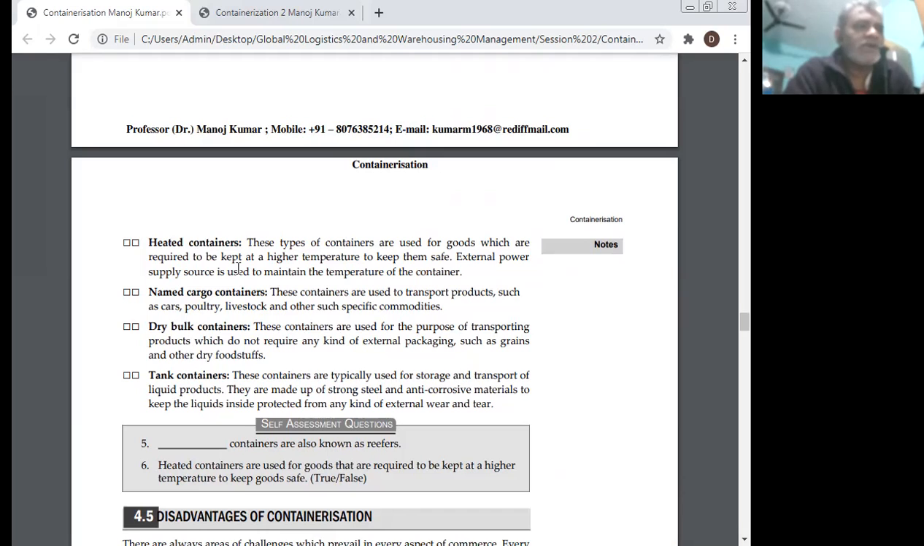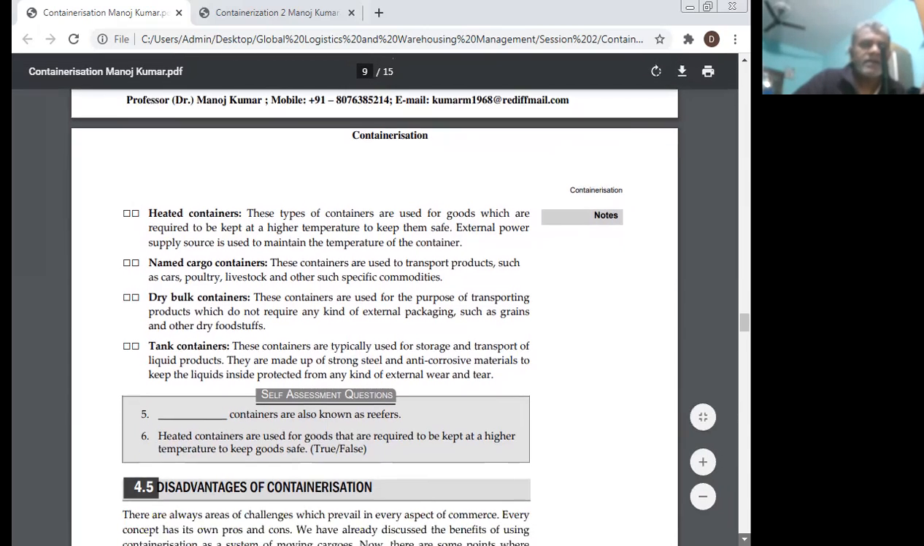Tank containers: these containers are typically used for storage and transport of liquid products. They are made of strong steel and anti-corrosive material to keep the liquid inside protected from any kind of external wear and tear.